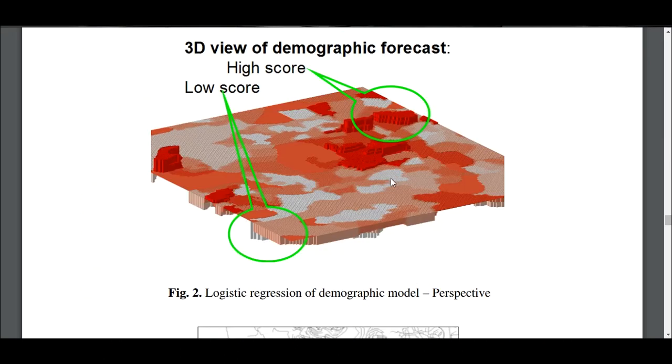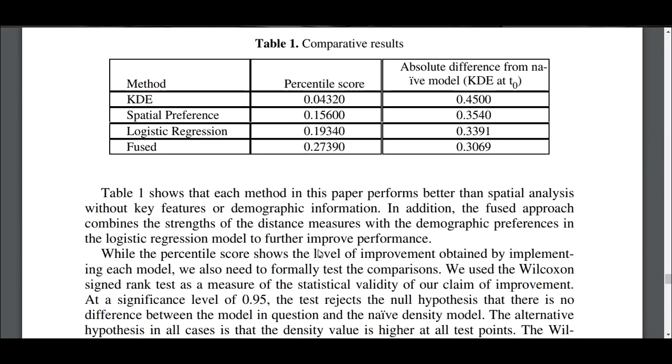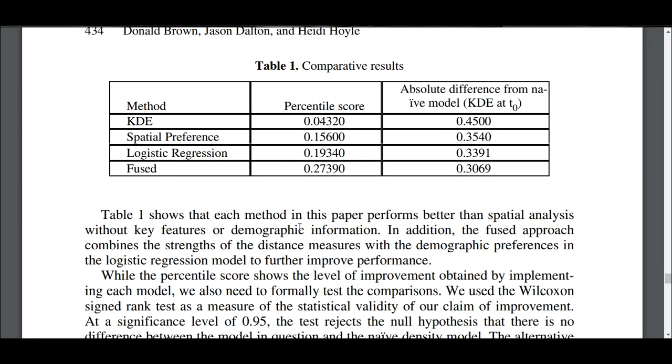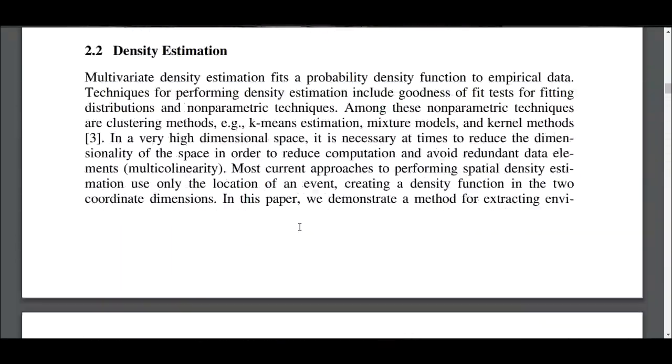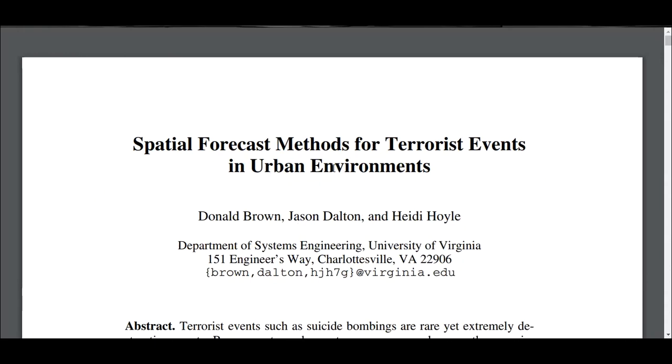With the help of logistic regression, they have also mapped the occurrence of events on a geographic scale. Here, this region shows the occurrence of the event, that is suicide bombing, is high compared to this region. And they've also used different evaluation methods, as you can see here, to assess their model. I'm not explaining in detail all these concepts. If you are interested to know more about this paper, you can just Google the title, that is Spatial Forecast Methods for Terrorist Events in Urban Environments, and you can easily get the PDF.